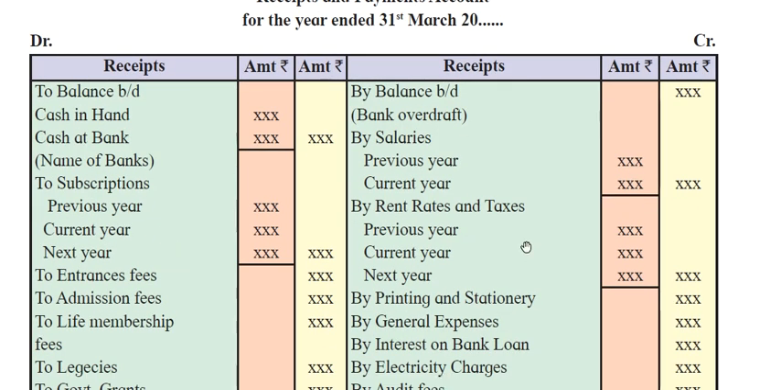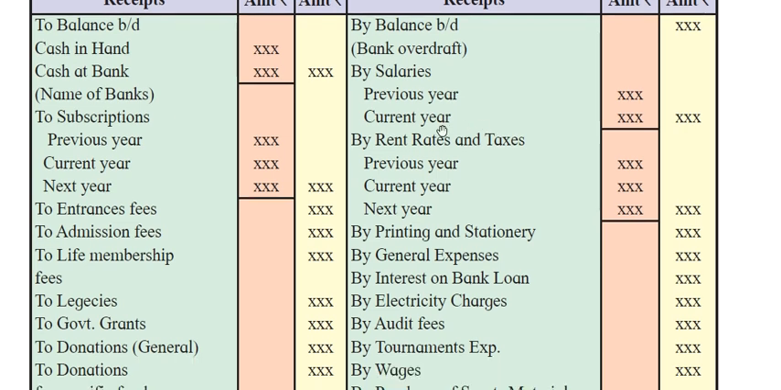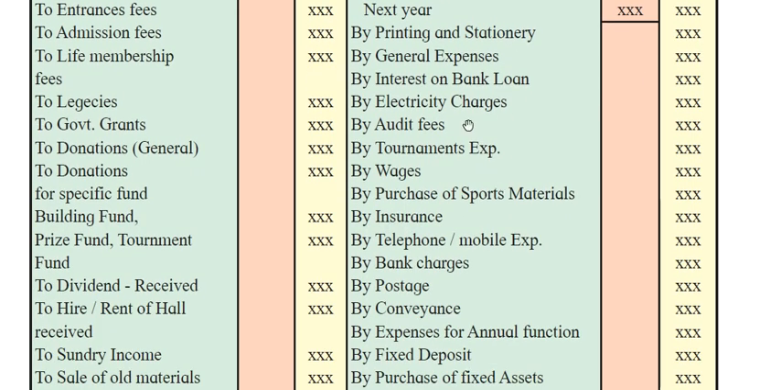And what are the entries that come on the credit side of the receipts? So, by balance brought down, bank overdraft, and salaries previous year, current year, and rent, rates and taxes previous year, current year, and next year.